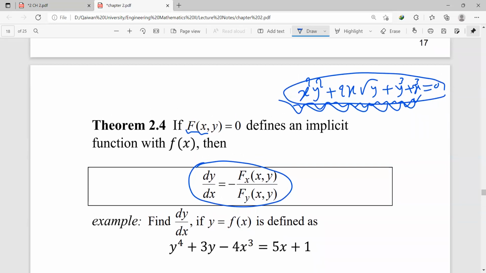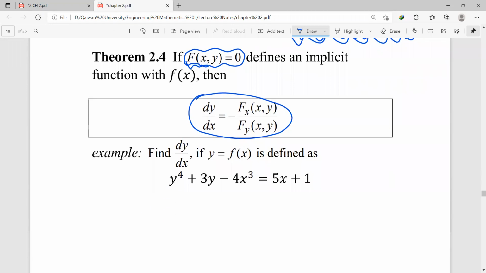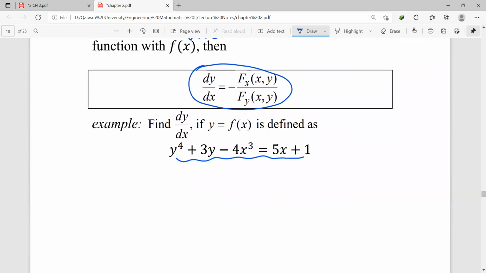Here we say if capital F of x, y must be 0, that means the right hand side must be 0 in the function. We have been given this function, and we should find dy by dx. Here we use implicit differentiation.